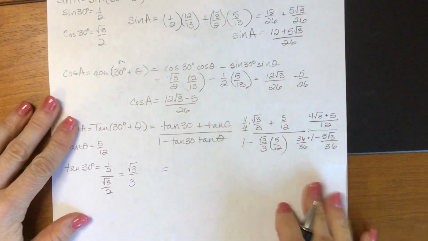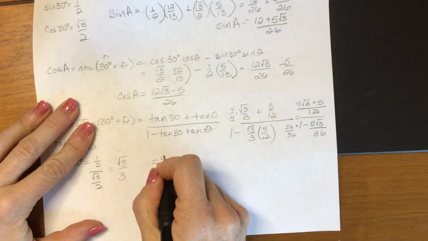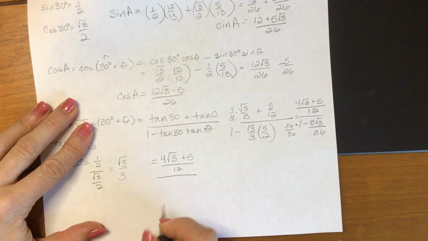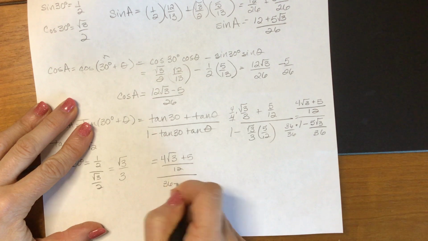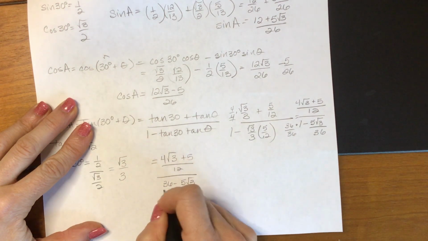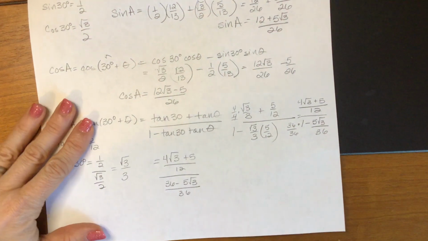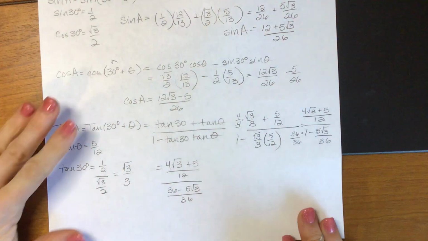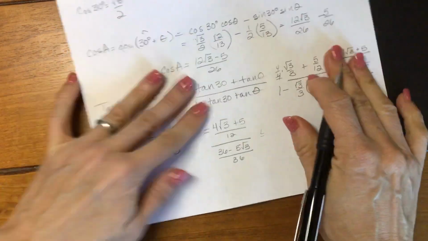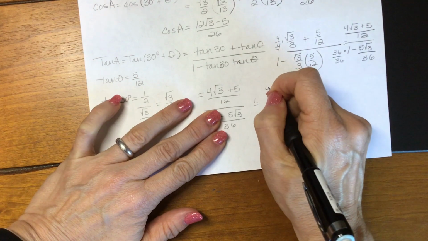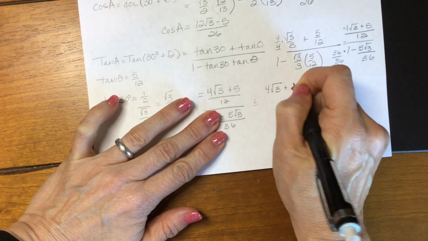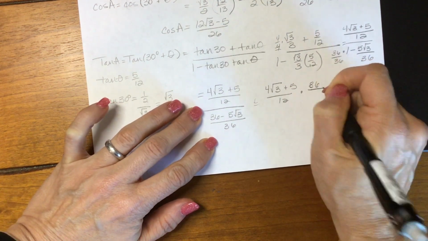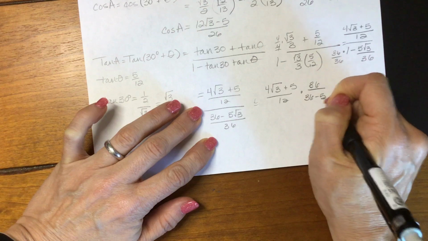So at this point, tangent's just a lot harder, you can see. 4 root 3 plus 5 all over 12 in the numerator. In the denominator, I'm going to have 36 minus 5 root 3 all over 36. Now I'm going to take the reciprocal of that denominator and multiply. So I get 4 root 3 plus 5 all over 12 times 36 all over 36 minus 5 root 3.